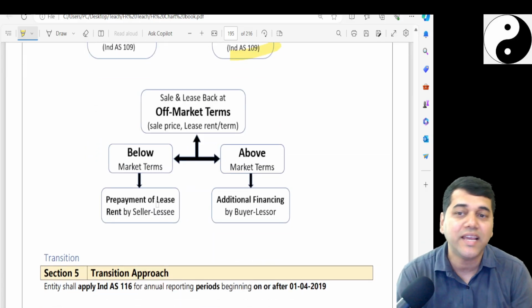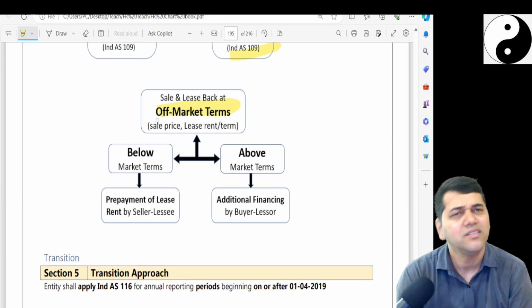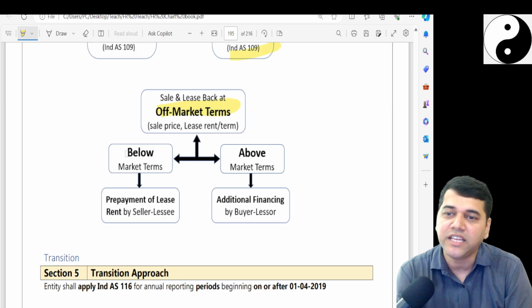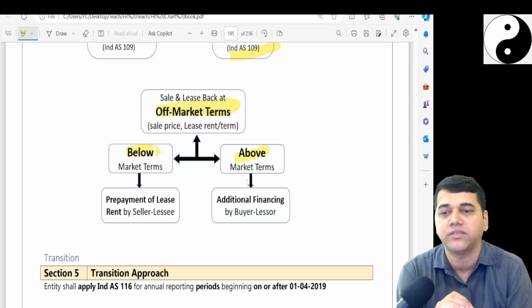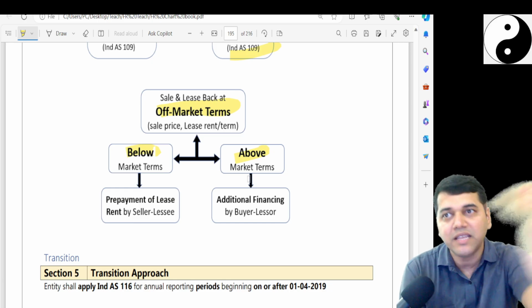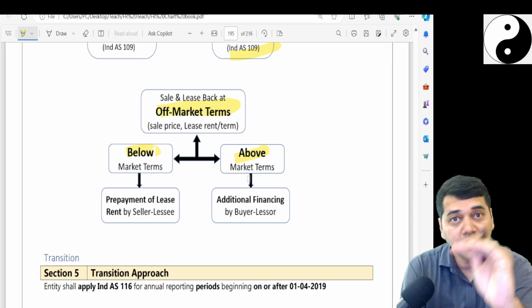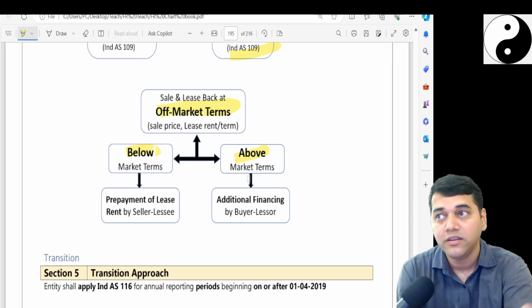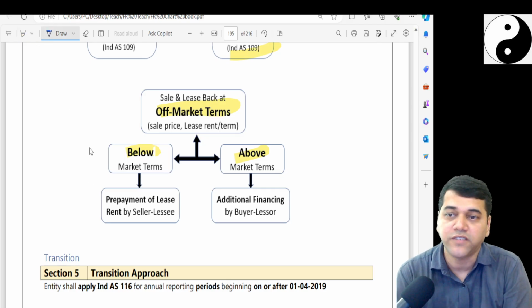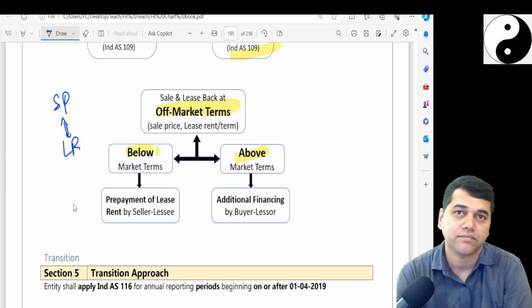Now comes sale and leaseback at off-market terms. If it was at market terms, things are very simple, very clean. But it can happen that it is at below or above market terms. Now what do you mean by below market terms? Probably the price at which you sell is less than the market price, or the lease rent you pay is different from the market rent. What must have happened? First of all, you understand the selling price and the lease rent are interlinked. Agree?